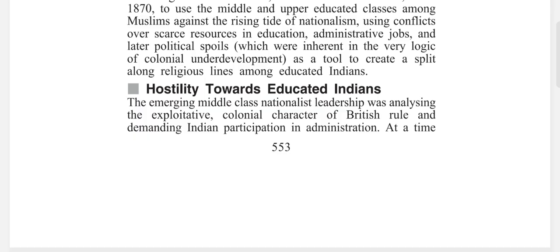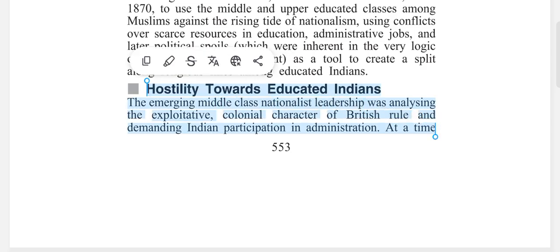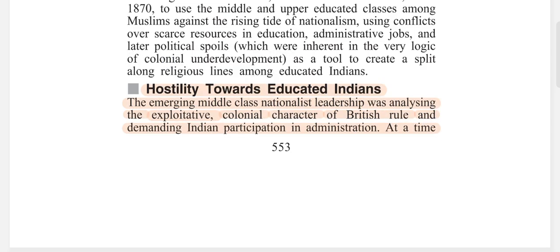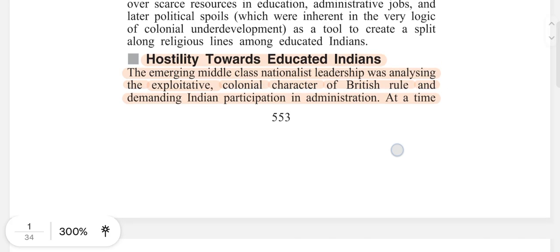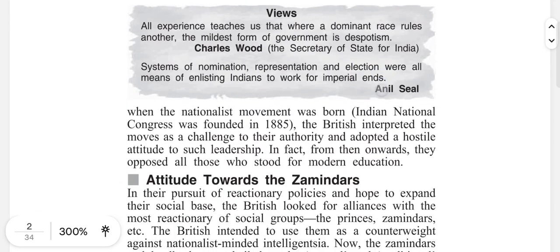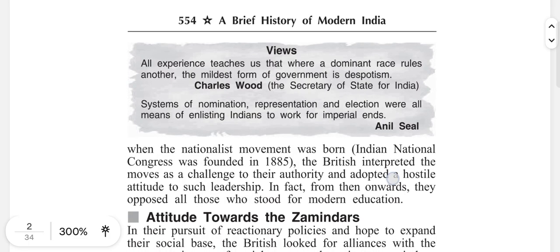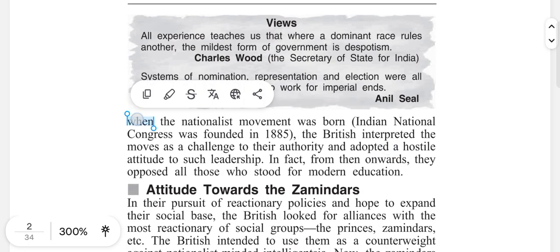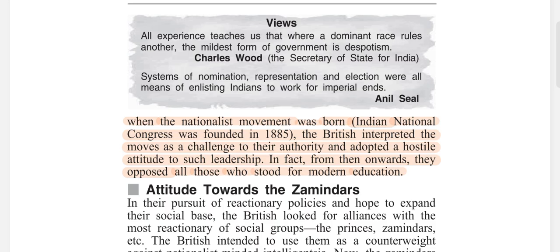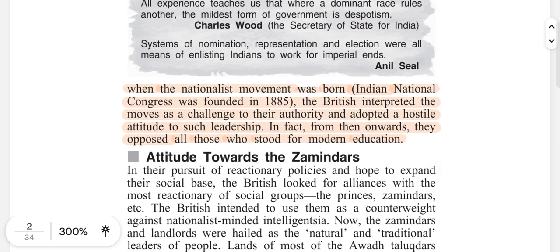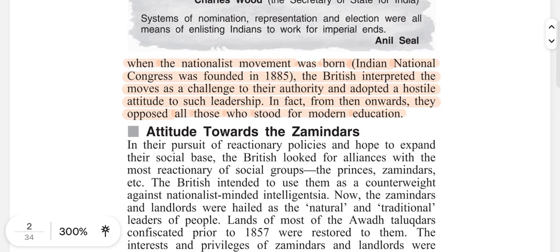Hostility towards educated Indians. The emerging middle-class nationalist leadership was analyzing the exploitative, colonial character of British rule and demanding Indian participation in administration. At a time, the nationalist movement was born. The Indian National Congress was founded in 1885. The British interpreted the moves as a challenge to their authority and adopted a hostile attitude to such leadership. In fact, from then onwards, they opposed all those who stood for modern education.